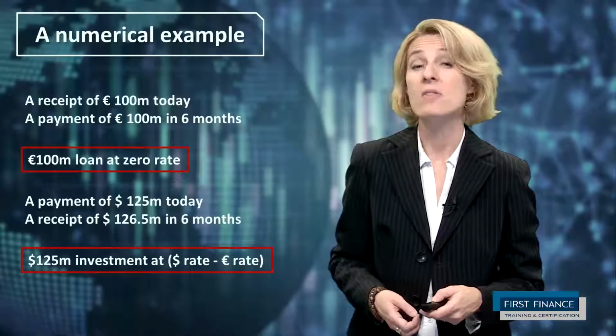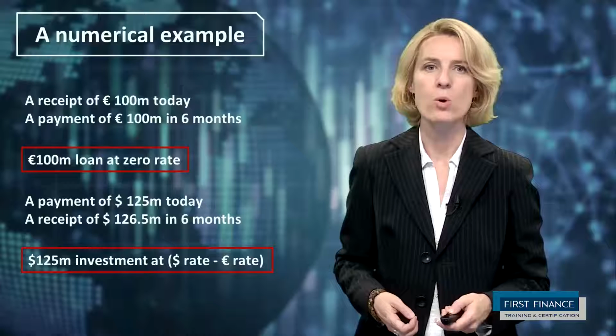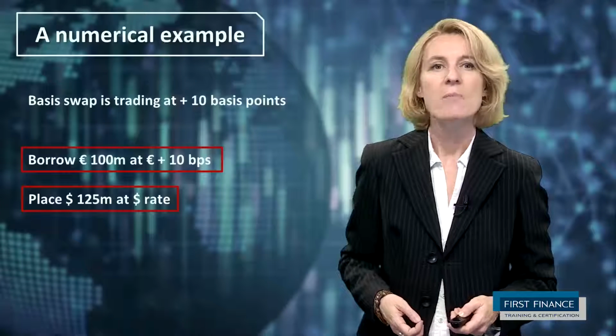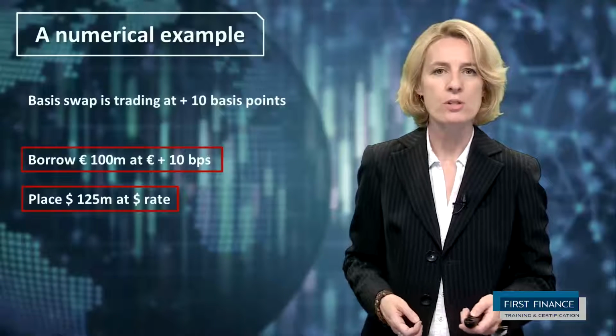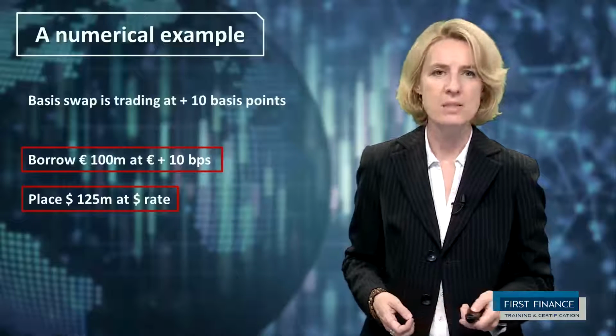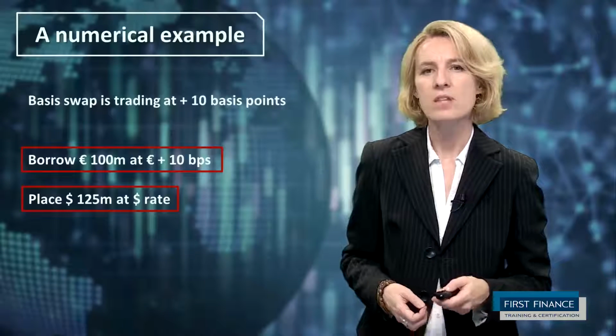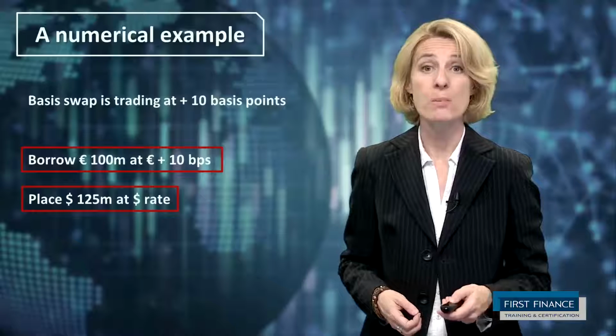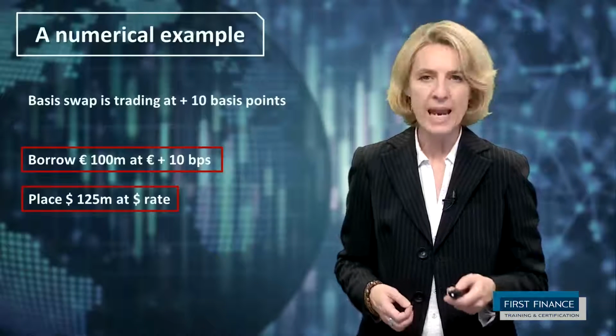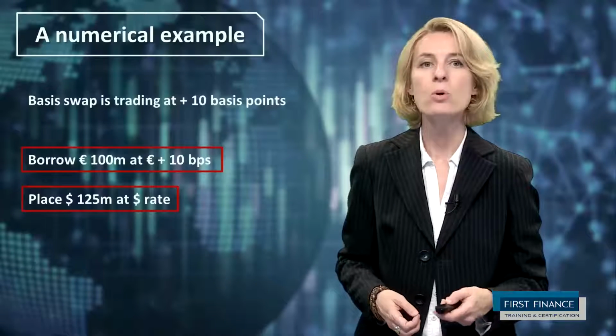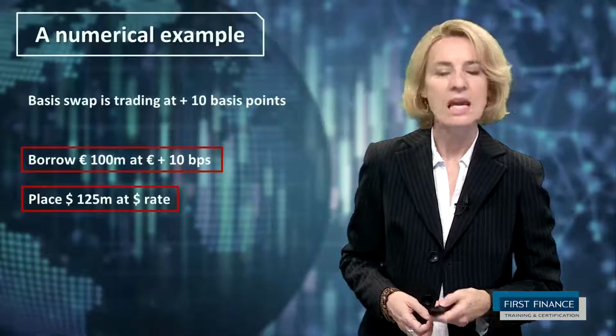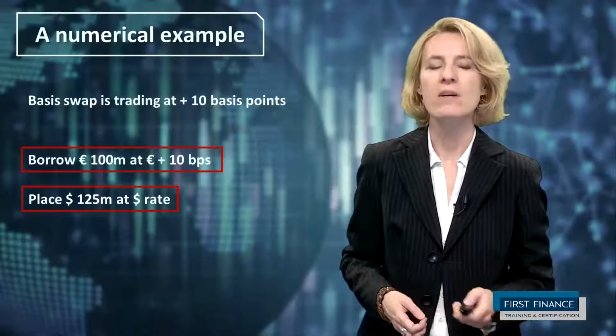We then say that there's a basis spread on the basis swaps. Imagine that the basis swap in euro dollars is trading, for example, at 10 basis points. This means that the investor who wants to borrow euros and place dollars will have to pay a rate on the euro of LIBOR plus 10 basis points. It's always the non-dollar leg that carries the spread.